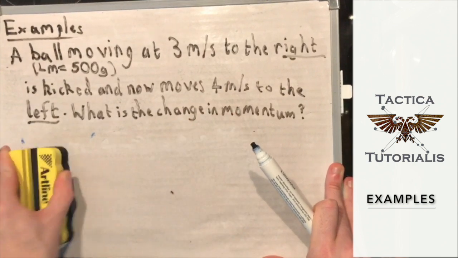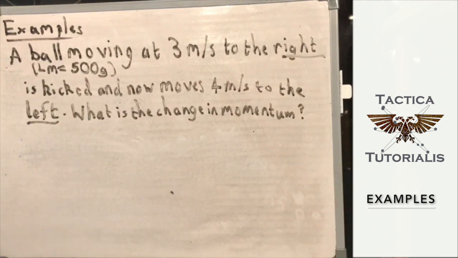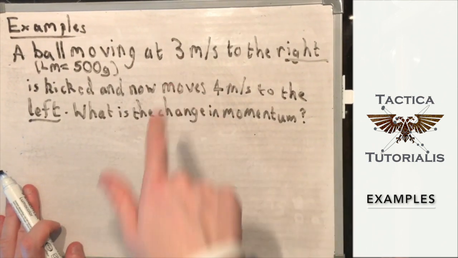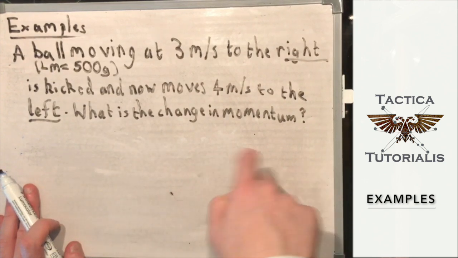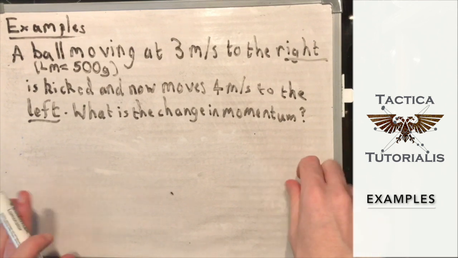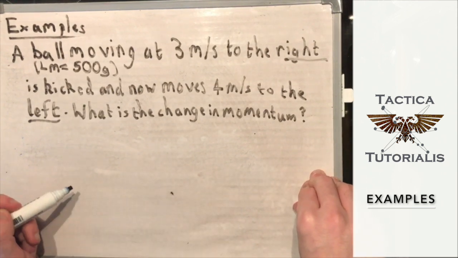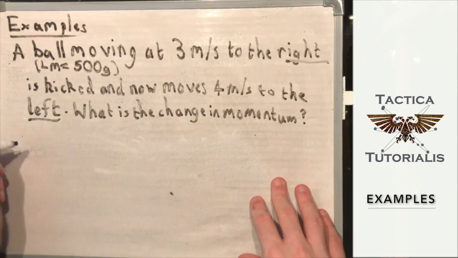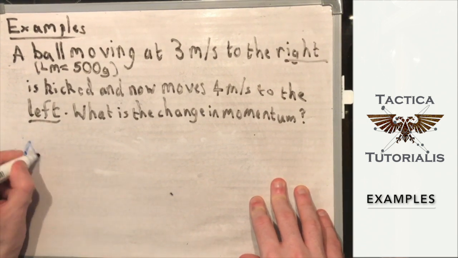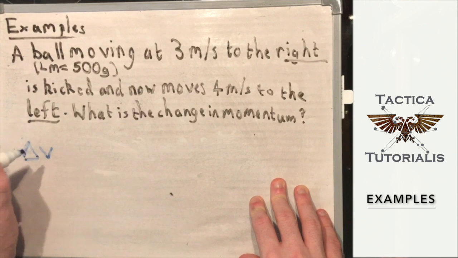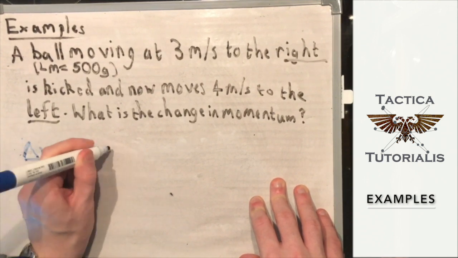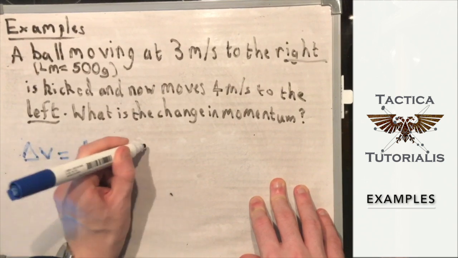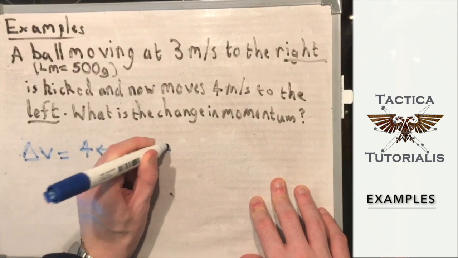I know the temptation, but wrong. You have to consider the direction. Think of it like a number line if it helps. So at the moment, the ball is moving 3 meters per second in that direction. It's then going to get booted and is now going to go back the other way. So the change in velocity, delta V, equals the final velocity, 4 left, take away 3 to the right.